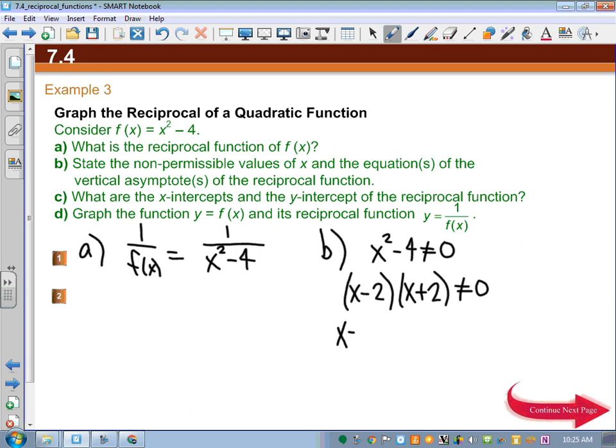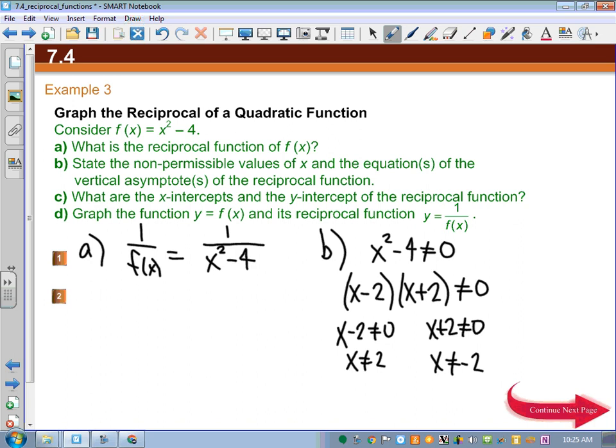That lets me know that x minus 2 can't be 0, and x plus 2 can't be 0. So x cannot be equal to 2, and x cannot be equal to negative 2. Those are the non-permissible values, which are where the vertical asymptotes occur.